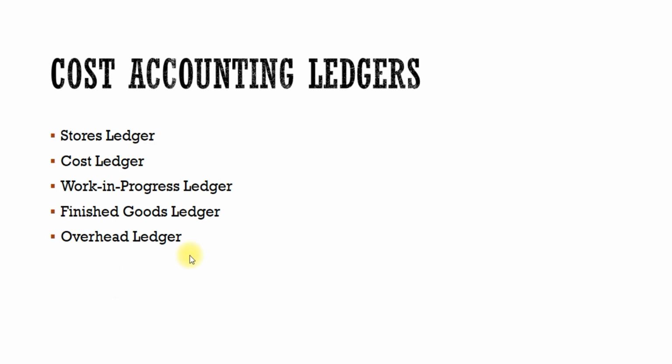Lastly, it is the overhead ledger, which is used for keeping track of individual expense items such as salaries, rent, insurance paid, etc. Overheads are usually classified in terms of three heads, namely factory, administration, and selling and distribution, in the overhead ledger.